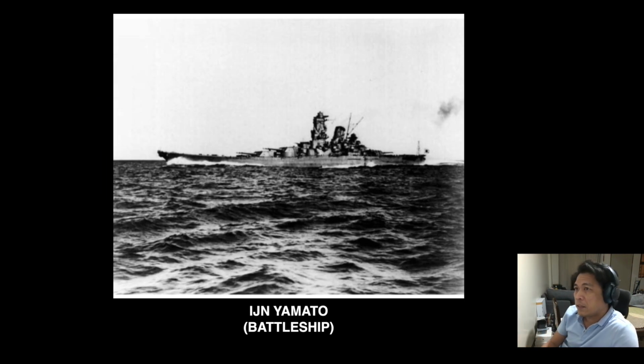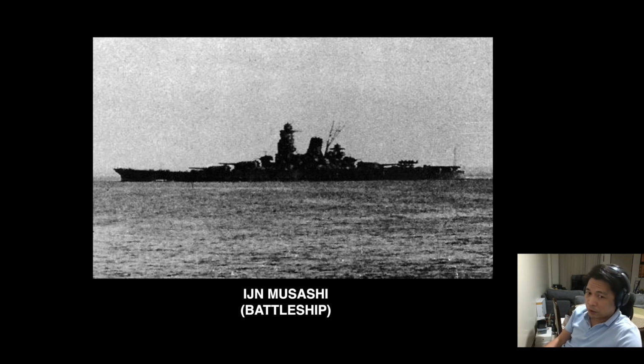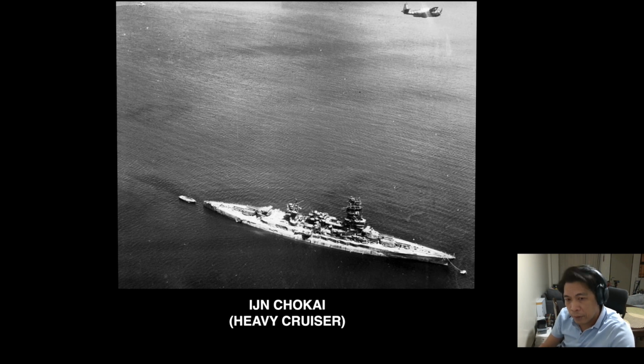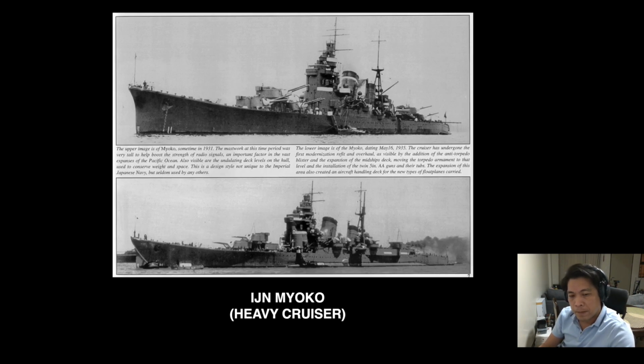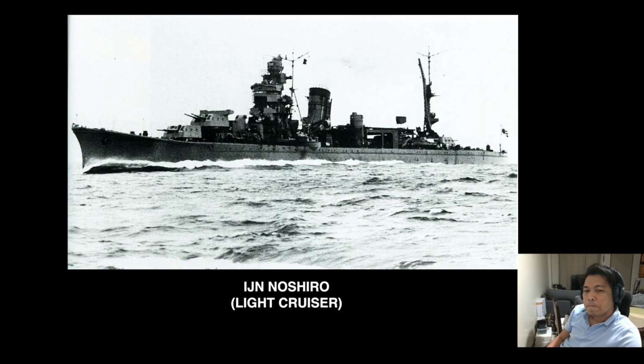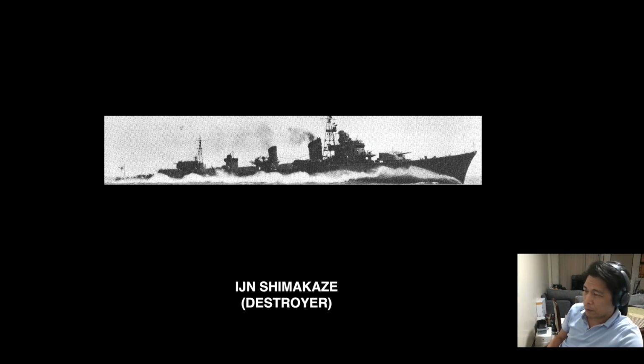The succeeding slides are photographs of the ships involved in the battle. This is the flagship of the Japanese Imperial Navy, the battleship Yamato, and her sister ship, the Musashi. They have the same build and design. The Chokai is a heavy cruiser. Another Japanese heavy cruiser is the Myoko, and this is a Japanese light cruiser and a Japanese destroyer.